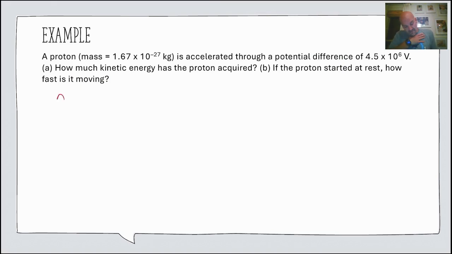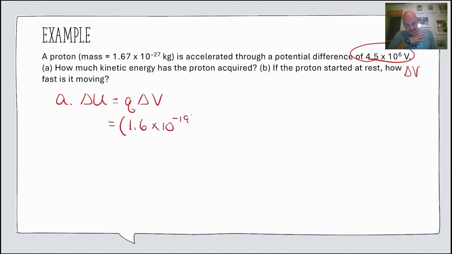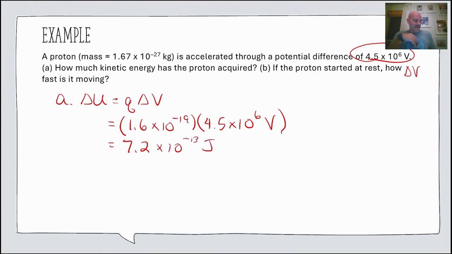For part A, we start with our delta U equals Q delta V equation. The thing to note is that it's already delta V, so we don't have to do anything different. We just plug in our numbers. The charge on a proton is 1.6 times 10 to the negative 19 coulombs, and the potential difference is 4.5 times 10 to the 6 volts. Multiplying those two numbers, we end up with 7.2 times 10 to the negative 13th joules. That's how much kinetic energy was acquired, because that's going to equal our change in kinetic energy.